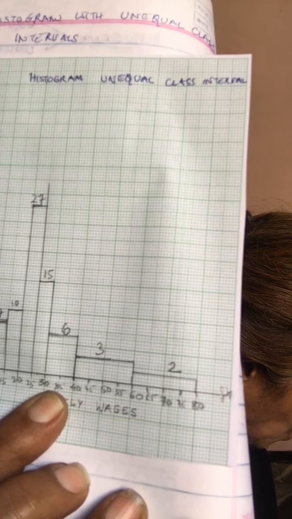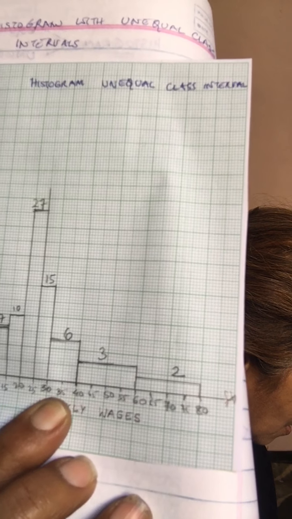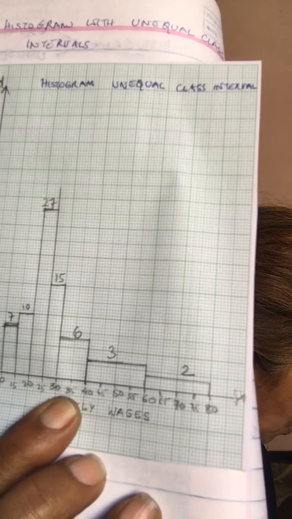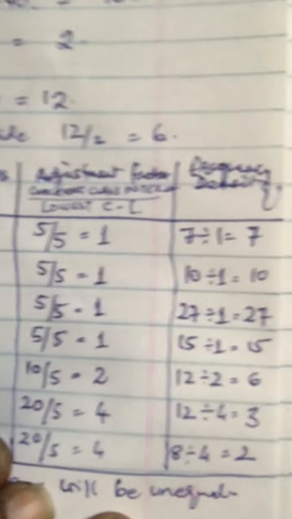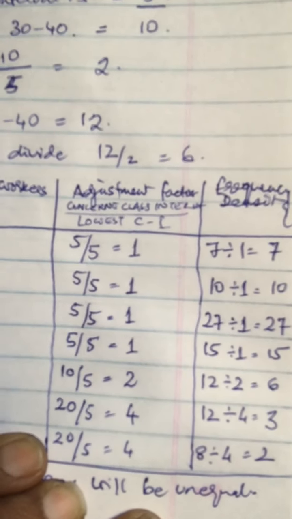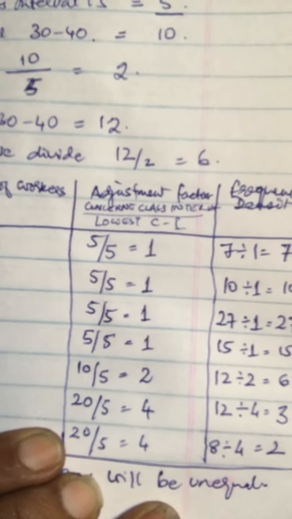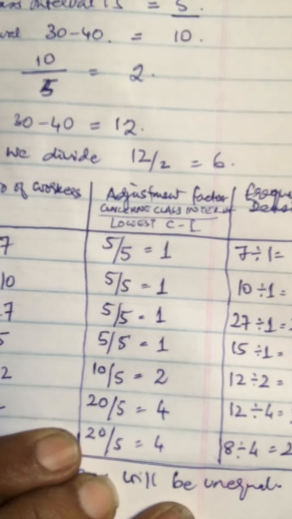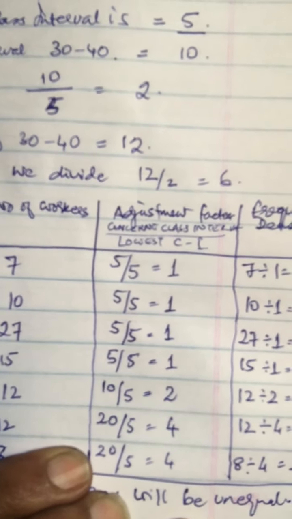Now let's take the other one, 40 to 60. What is the difference between the class interval? 20. And the lowest class interval is 5. So the adjustment has to be done with 4. The frequency will be divided into 4 parts. The given frequency is 12. 12 divided by 4 is equal to 3.